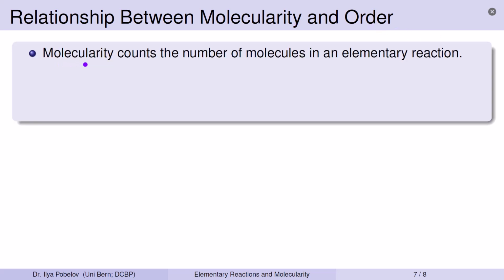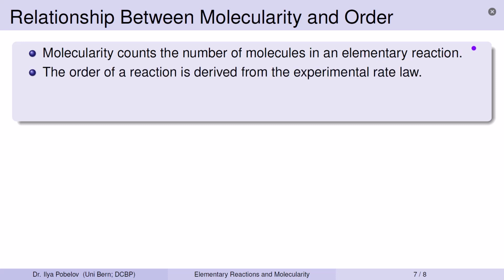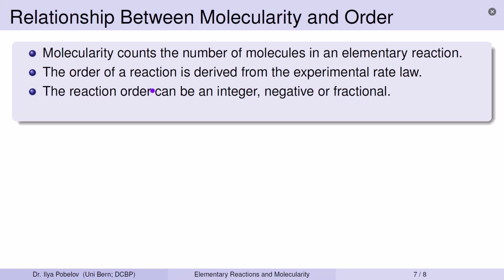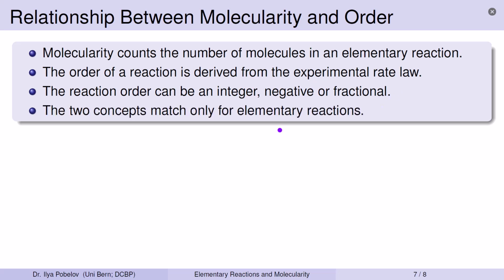While molecularity counts the number of molecules involved in an elementary step of a reaction mechanism, the order of a reaction is an empirical measure derived from the rate law as determined by experimental data. Unlike molecularity, the reaction order can be an integer, negative, or fractional. The two concepts match only for elementary reactions, where the molecularity directly dictates the reaction order.